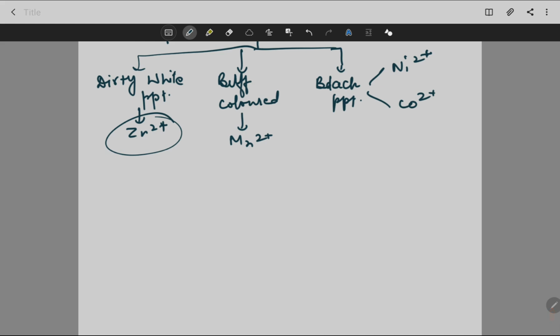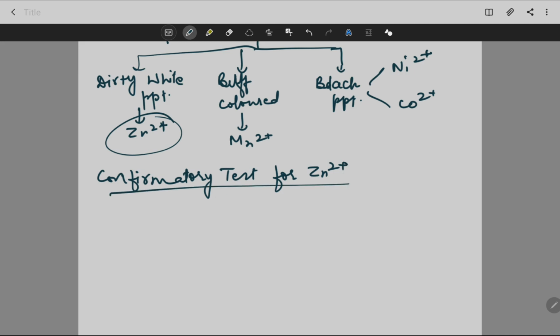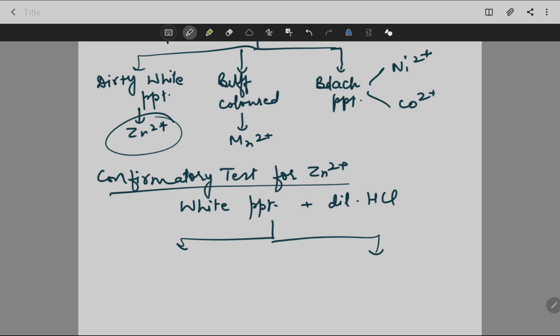How do we proceed with this white precipitate? The confirmatory test of zinc, how do we proceed? That is the confirmatory test for Zn2+. We take this white precipitate and dissolve it in dilute HCl. We will get a clear solution, and we will divide this solution into two halves. So after dividing the solution in two halves, to one part we will add sodium hydroxide. We will be getting white precipitate again.